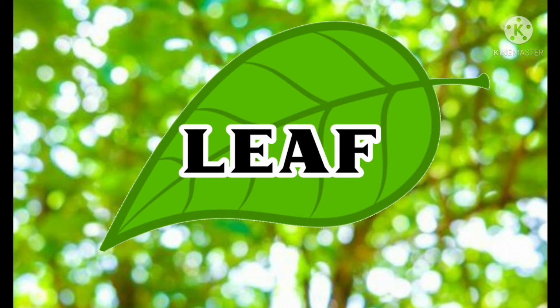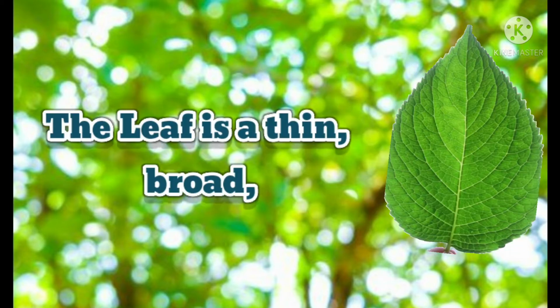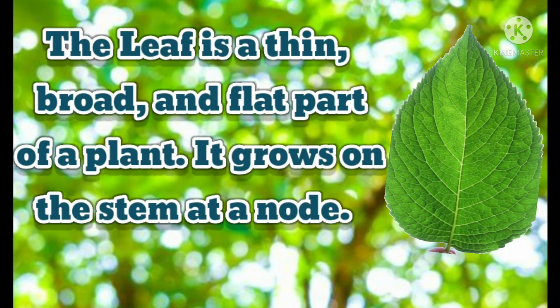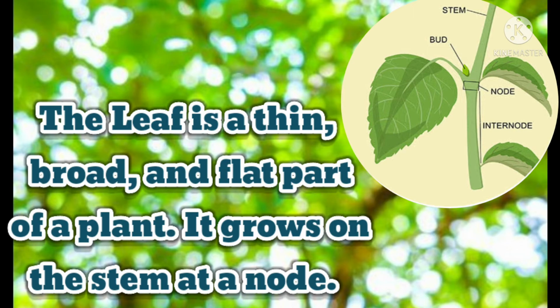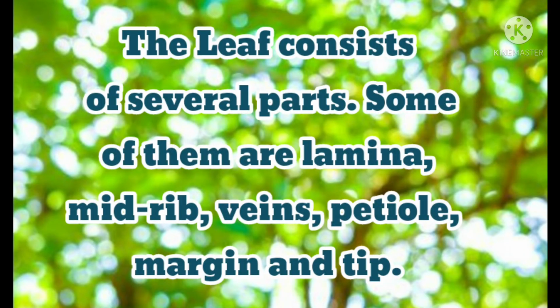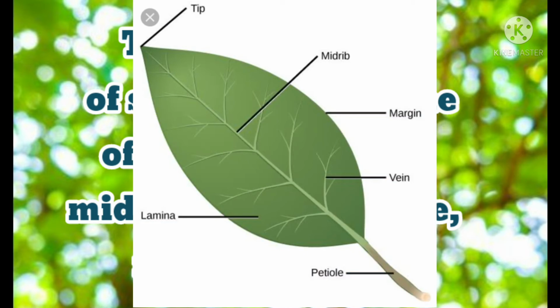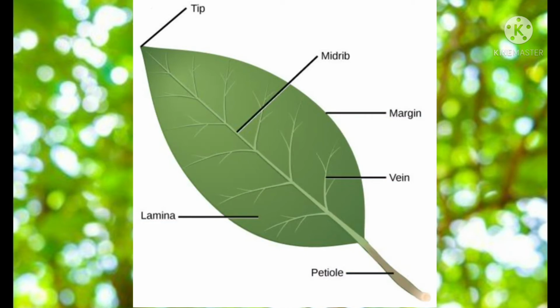Today we will learn about leaf. Leaf is a thin, broad and flat part of a plant. It grows on the stem at a node. Leaf consists of several parts. Some of them are lamina, midrib, veins, petiole, margin and tip. Let us study about these parts of leaf in detail.